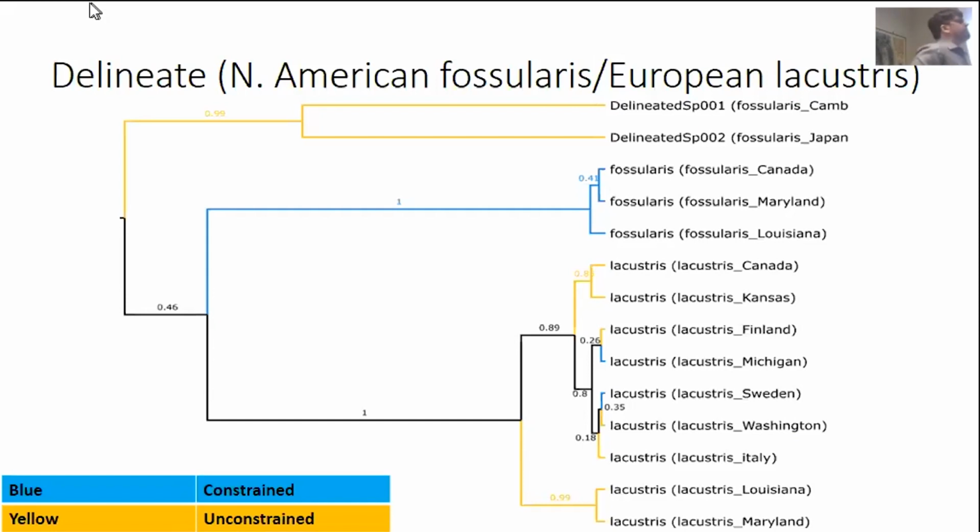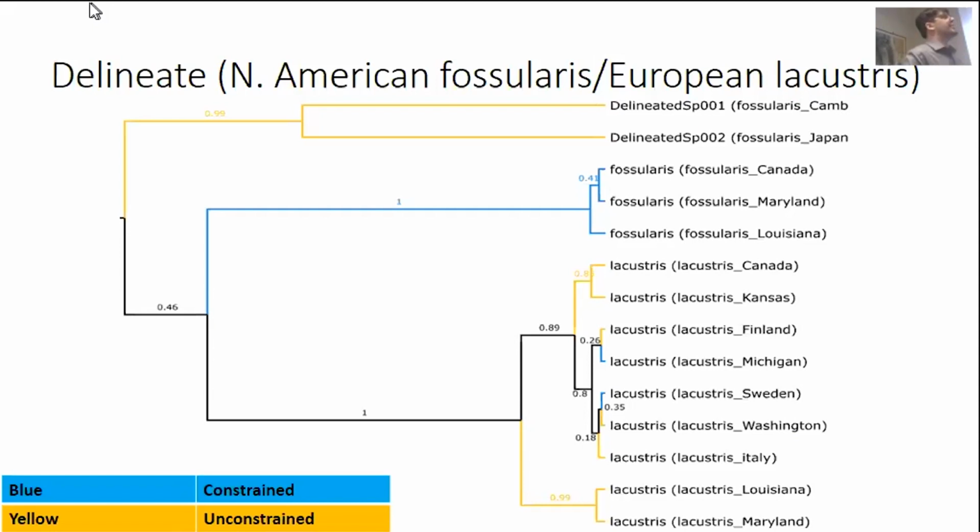So what I did was I did those, and I'm like, well, what about the rest of these? So what it's telling me here is, yes, we know the fossilaris, and we know these two leucostrises. It is delineating these two individuals up here as two different species. So it's doing kind of as we predicted.